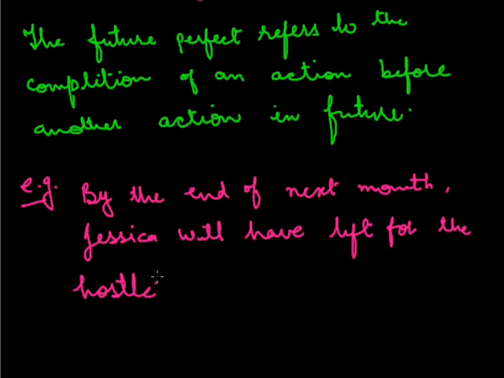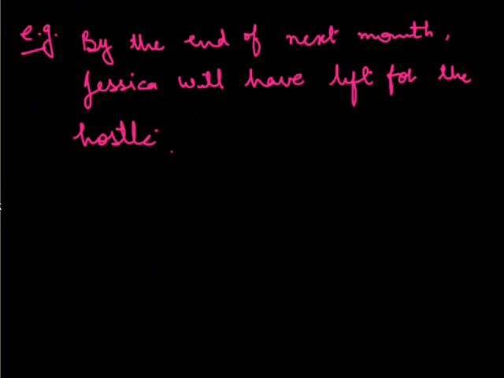Okay, so what happened? What two actions are here? The sentence gives you information about two future actions, right? Jessica is scheduled to leave for her hostel at a particular time in future. This is action 1. Jessica's leaving for the hostel.